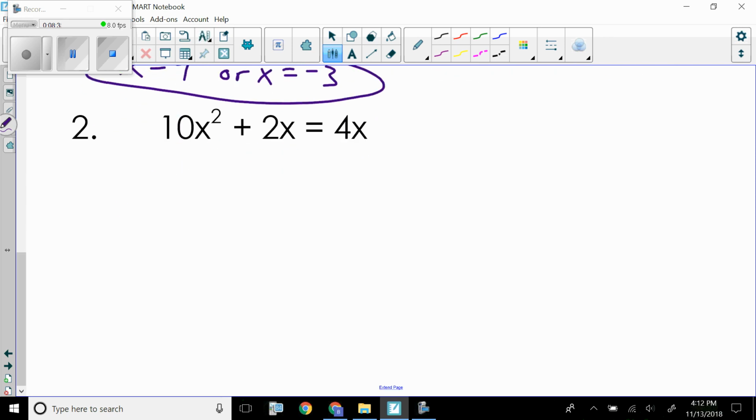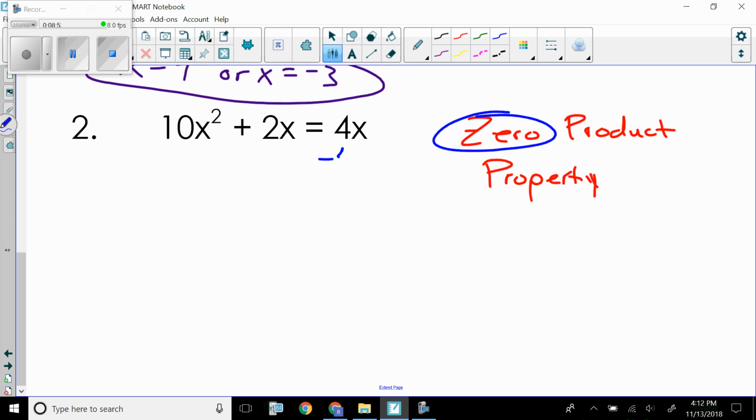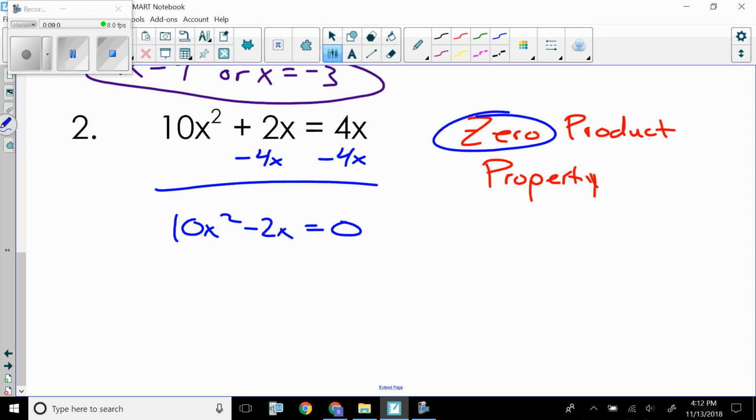All right, so now I'm on to my next example here. Here I need to, again, make a 0. If I'm going to use the zero product property, I am going to need a 0. Well, that means I got to move 4x. So that's 10x squared minus 2x equals 0. Now I got my 0.